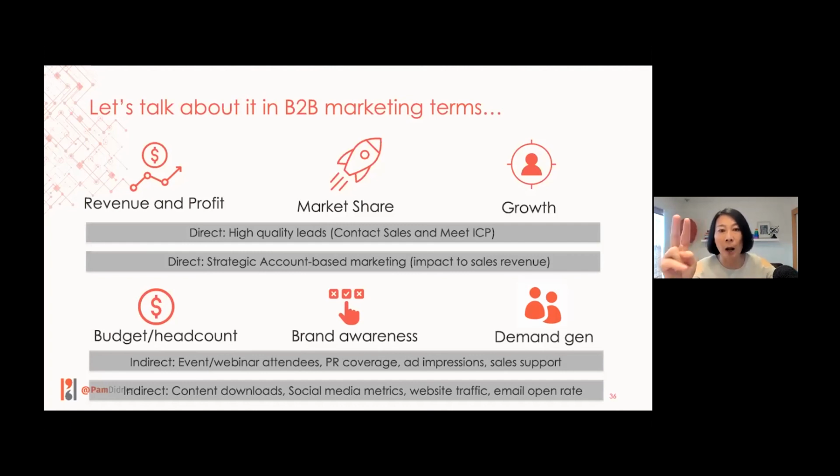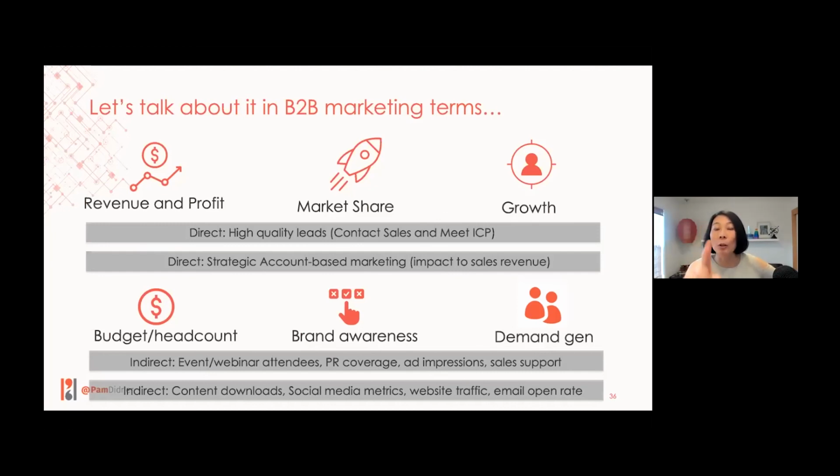They also care about strategic account-based marketing support because that directly impacts sales. So these are the things they care about. But for marketing, what are the things we tend to report or measure? Well, the number of webinar attendees, number of event attendees, the PR coverage, the ad impressions, the sales support. Oh, I supported sales and gave them 25 content pieces. Indirect content downloads, social media metrics, website traffic, email open rates, right? This is what I call indirect. So how do you tie these two together?